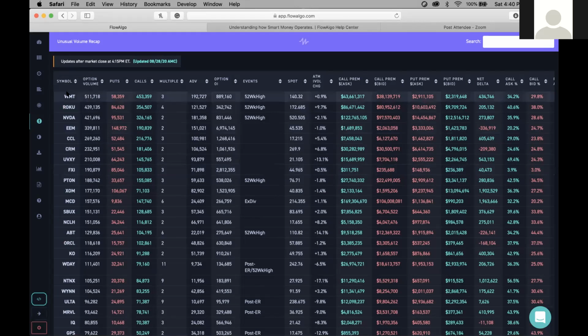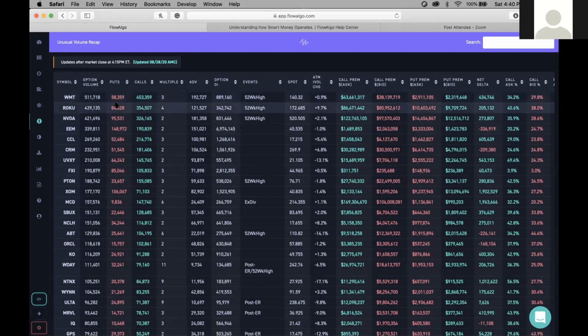And you might ask yourself why Walmart might be up here, and it's simple. The TikTok news about them and Microsoft is creating interest. Before, there were not this many calls going into Walmart, but this platform picked it up as unusual volume, and it's true. It's definitely unusual for Netflix to have this much of a call to put ratio. So it's definitely something to look at.